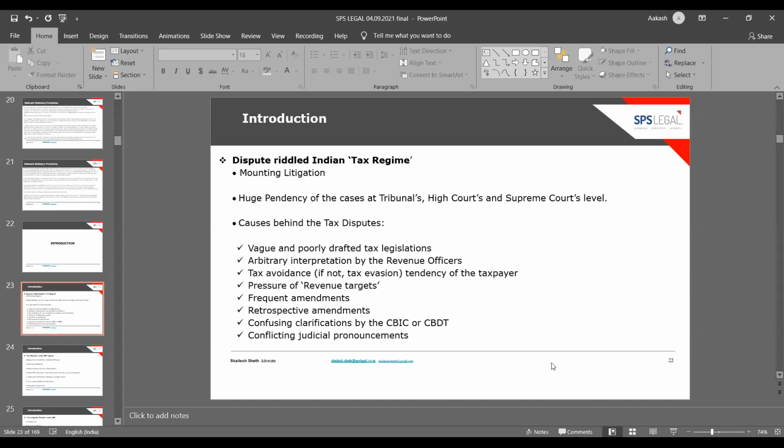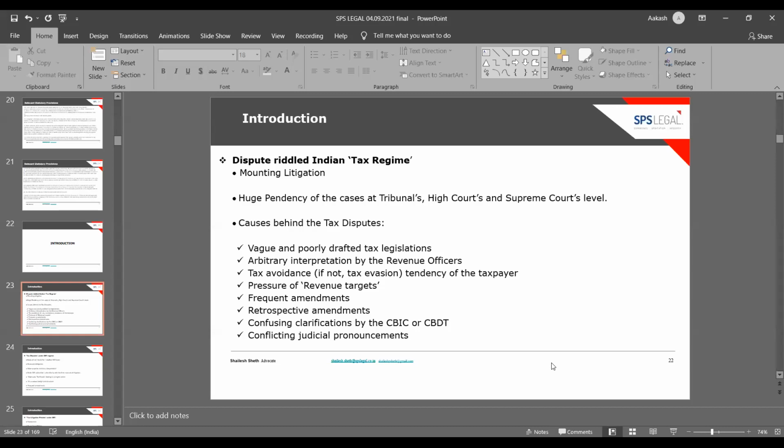Then the tax avoidance tendency of the taxpayer also obviously leads to tax disputes. After all, as somebody has famously remarked, tax avoidance is probably the only profitable business remaining in today's world. Pressure of revenue targets: for some reason or other, India has remained a target-oriented society as far as revenue is concerned. Government after government, year after year, through the budget, has been fixing the revenue targets.